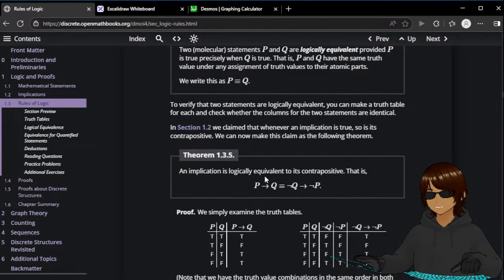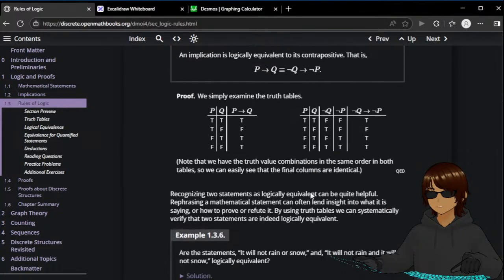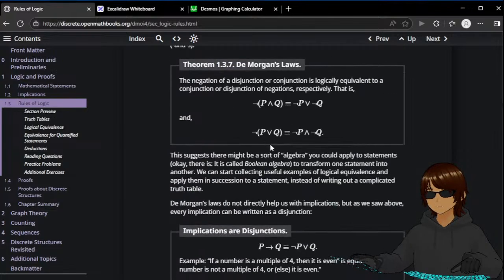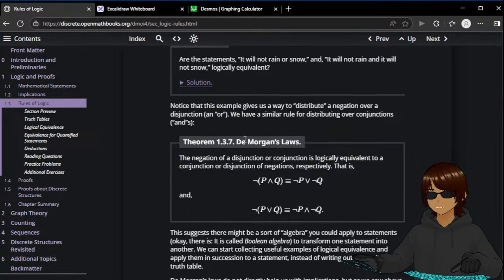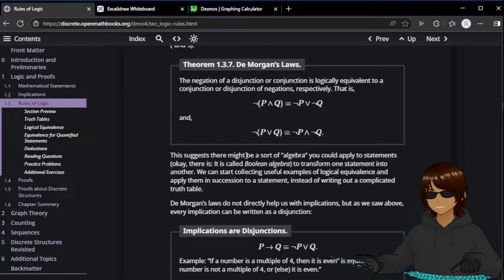An implication is logically equivalent to its contrapositive. So P implies Q is equivalent to not Q implies not P. So we have De Morgan's laws. The negation of a disjunction or conjunction is logically equivalent to the conjunction or disjunction of negations. So not (P and Q) is equivalent to not P or not Q. Not (P or Q) is equivalent to not P and not Q. This suggests there might be some sort of algebra you could apply to these statements. Okay, there is. It is called Boolean algebra.